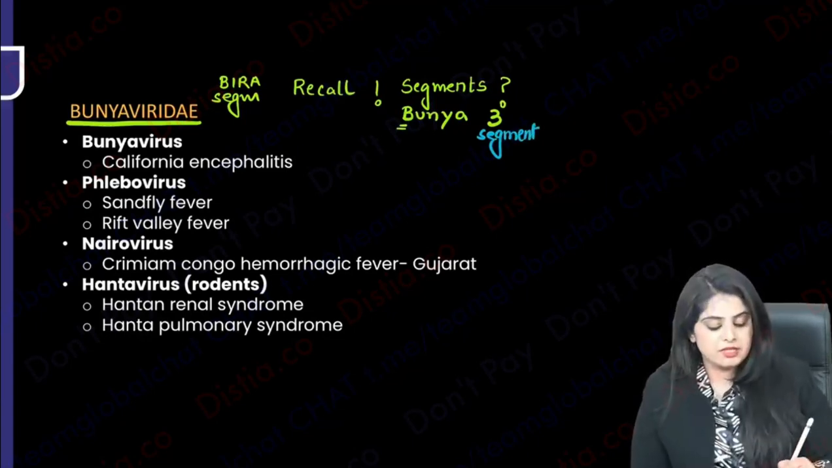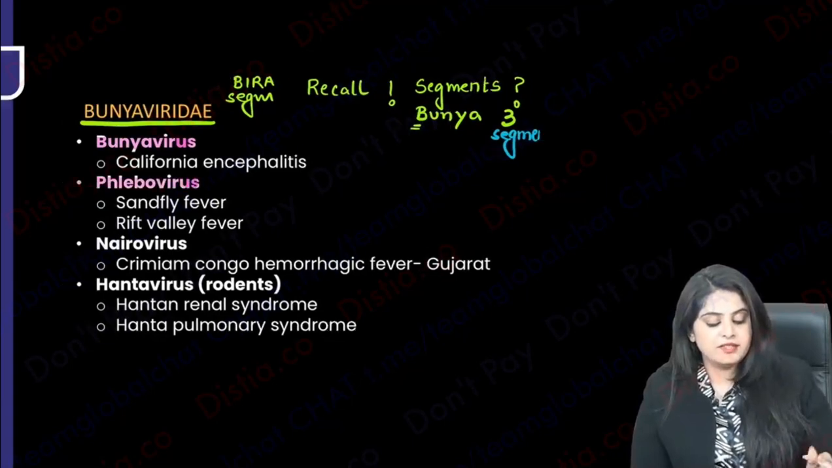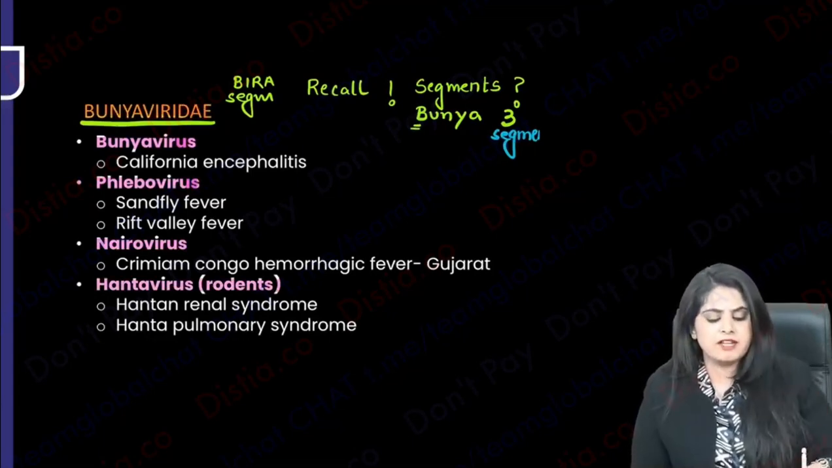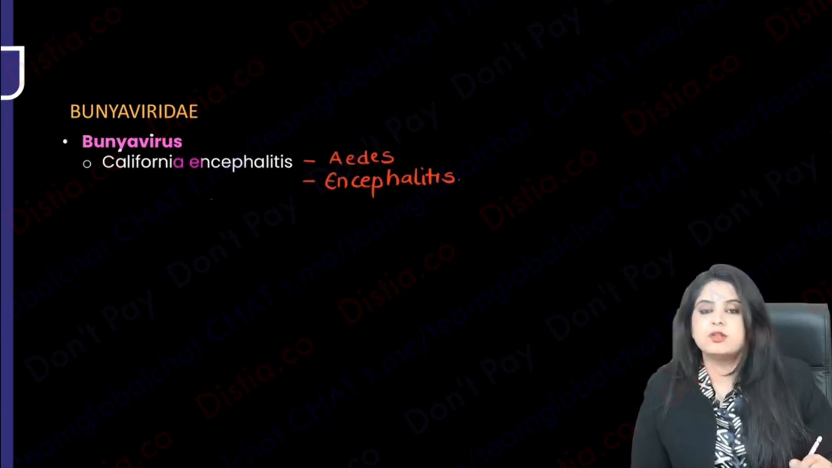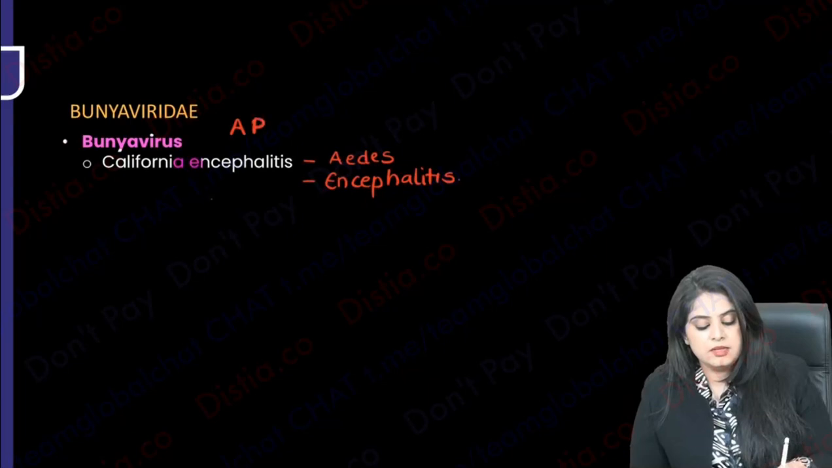So what all comes under it? It has, of course, the Bunyavirus, then the Phlebovirus, then there is Nairovirus, and then there is Hantavirus. One by one, I'll split them up because I told you about Bunya, but in like 5 minutes, this family will be done. Let us start with the first one under it. That is going to be the Bunyavirus, and that is going to cause the California encephalitis. So please remember A, B, C, D, E. That is how you learn it.